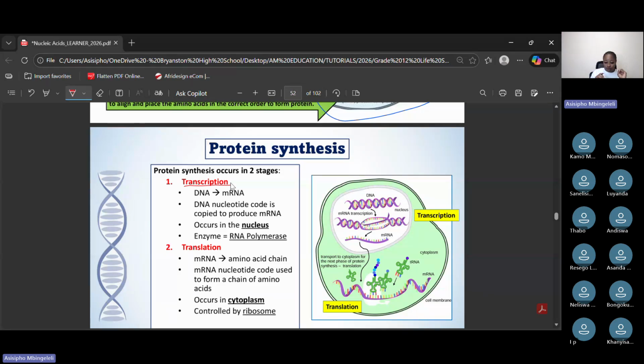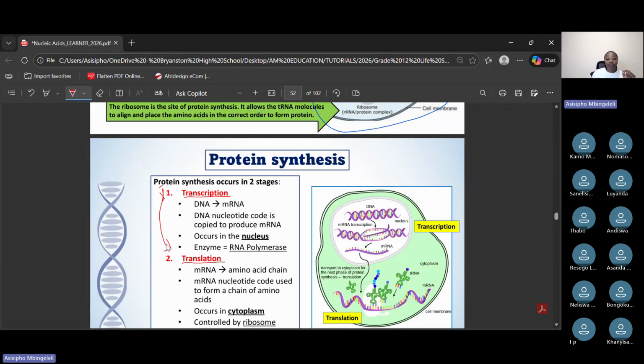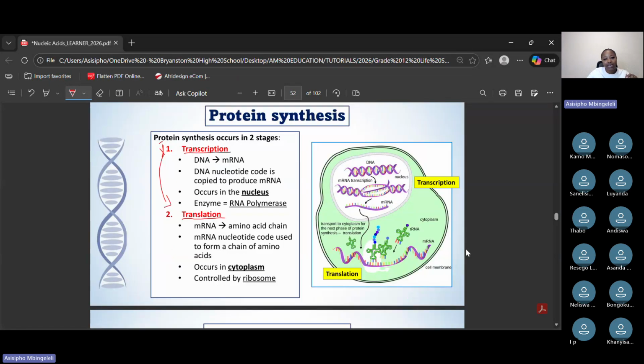Stage 2 or step 2, that is translation. So if we are following steps, step 1 needs to take place before step 2. You can't have step 2 taking place before step 1. That's not how it works. So this stage will need to take place first before step 2 or stage 2 can take place.